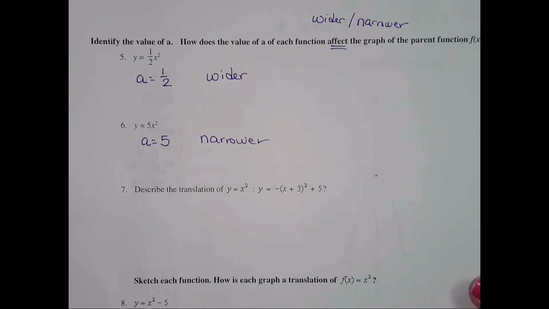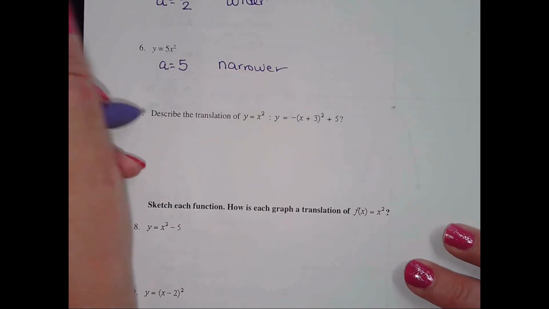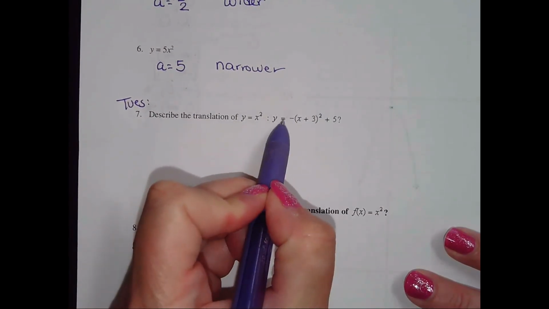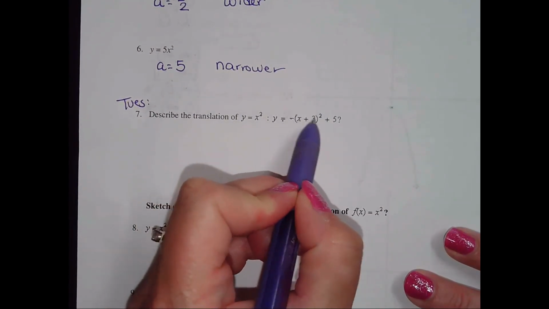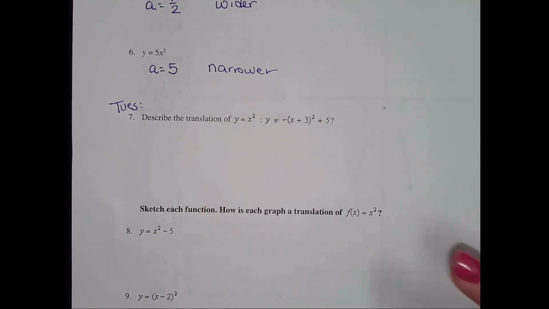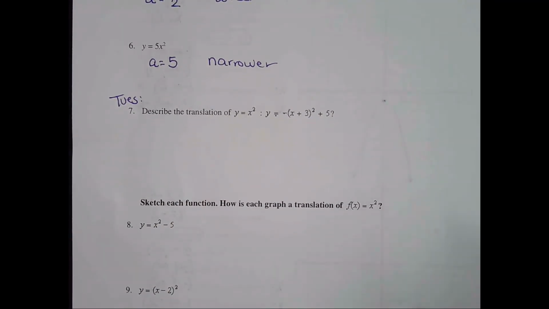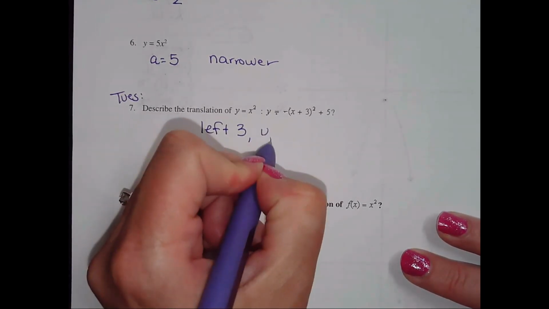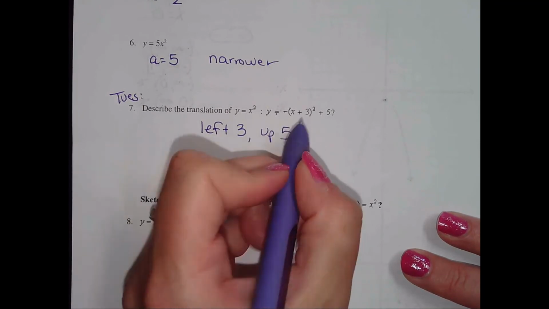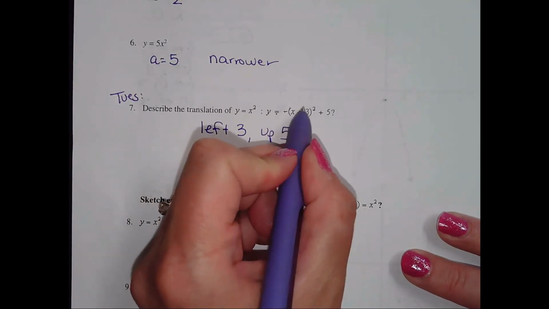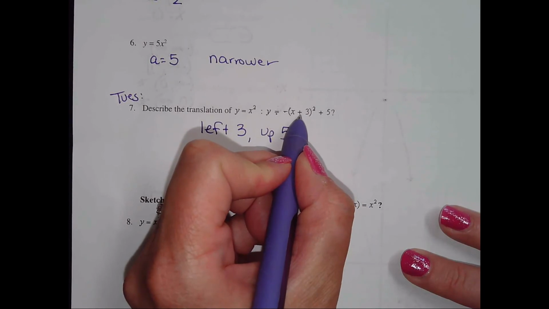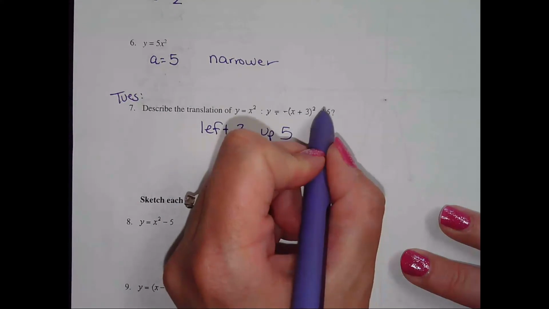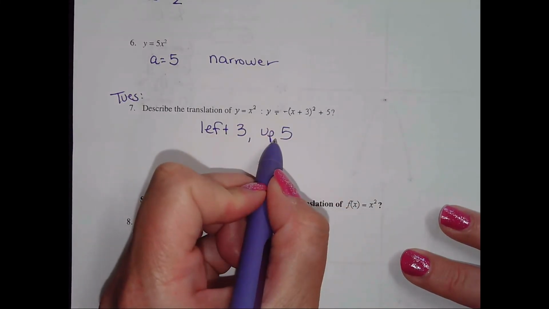So for number 7, this would be from Tuesday, I guess we could say. It says y equals negative parentheses x plus 3 squared plus 5. So how does this translate? Left 3, up 5. It's left 3 because on the inside of the parentheses, it says plus 3, so you move in the opposite direction, which would be left 3. Outside the parentheses, you move that direction up or down, so up 5.